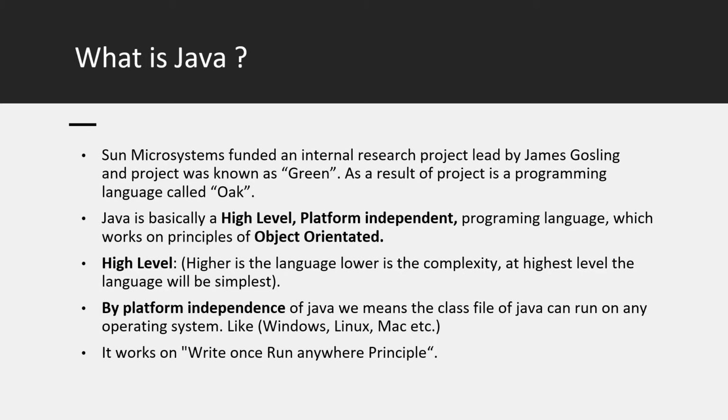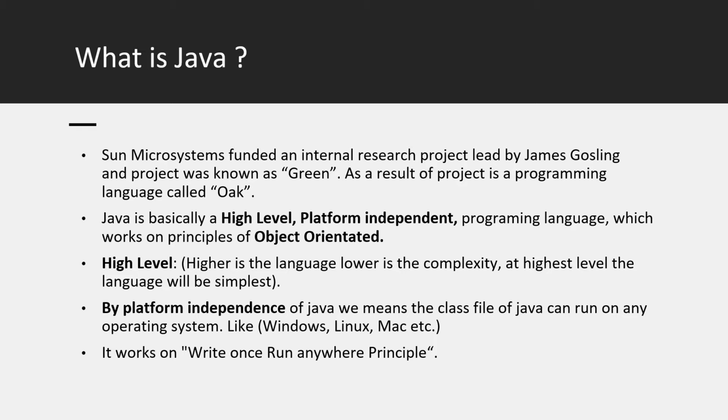Initially, Java was developed by Sun Microsystems, and how that came into existence: Sun Microsystems funded an internal research project which was led by James Gosling, and that project was known as Green. As a result of that project, a programming language came into existence, and that programming language was Oak. But unfortunately, at the same time there was another language with the same name. So they changed the name from Oak to Java. So that's how Java came into existence.